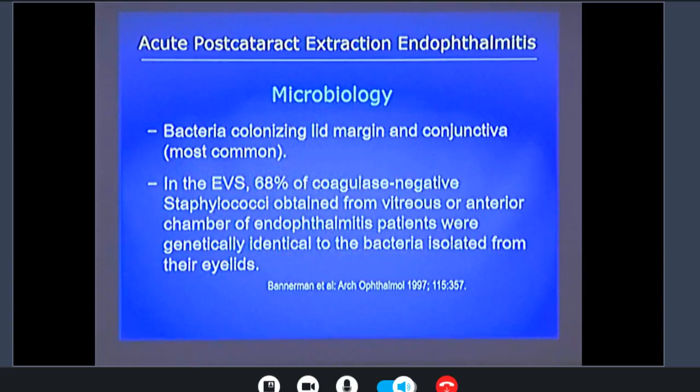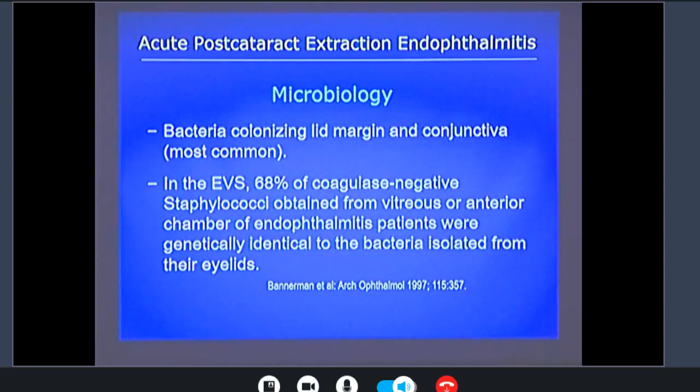Microbiology. I'm sure that everyone in the room knows that the most common source of bacteria causing endophthalmitis is coming from bacteria colonizing the lid margin conjunctiva. This is very important information. Why is it important? That means that you have to look carefully at the lid margin conjunctiva and the sac, lacrimal sac, before you do cataract surgery, because this is the most common source of infection.